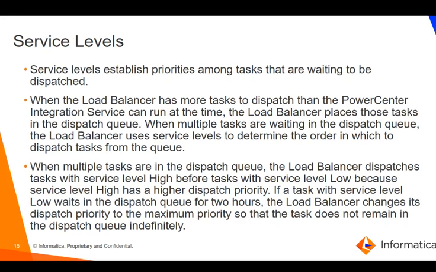When multiple tasks are in the dispatch queue, the load balancer dispatches tasks with service level high before tasks with service level low, because service level high has a higher dispatch priority. If a task with service level low waits in the dispatch queue for 2 hours, the load balancer changes its dispatch priority to the maximum priority so that the task does not remain in the dispatch queue indefinitely. So this is kind of preventing the starvation of a low service level task in the dispatch queue.